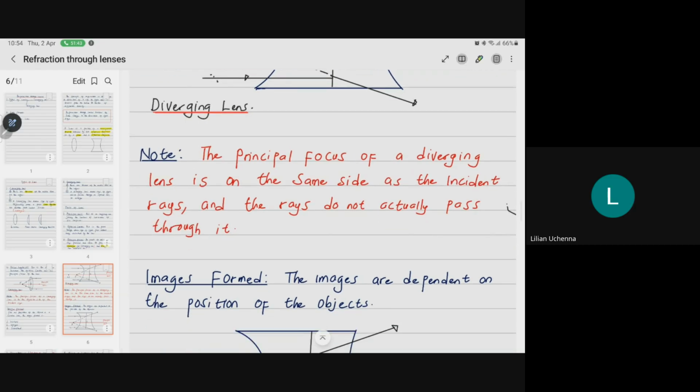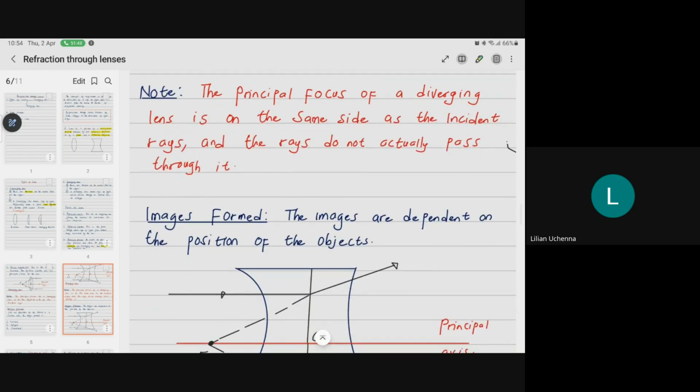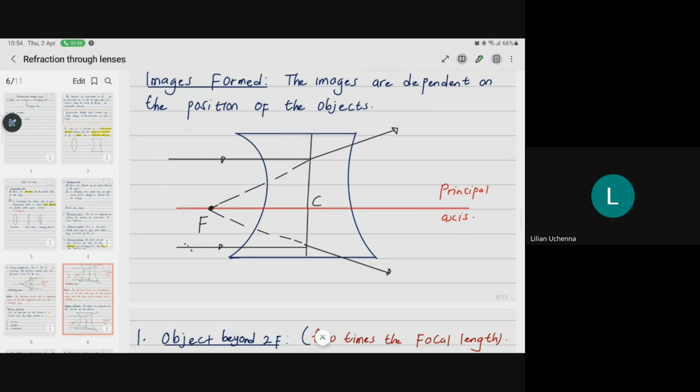So you have your divergent lens, right? In your head, you can be saying concave lens. Okay? So now, what are the images formed from a divergent lens? Let me continue calling it divergent lens. All right. So the images are dependent on the position of the object.